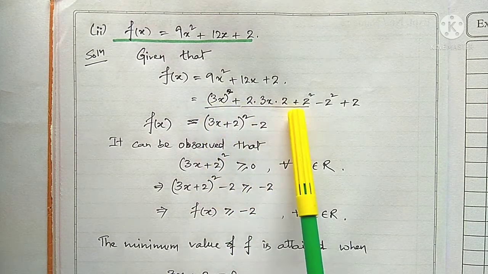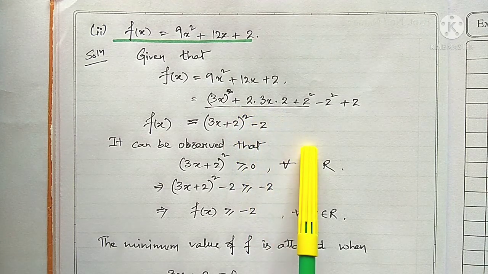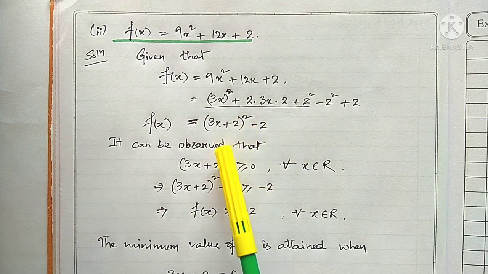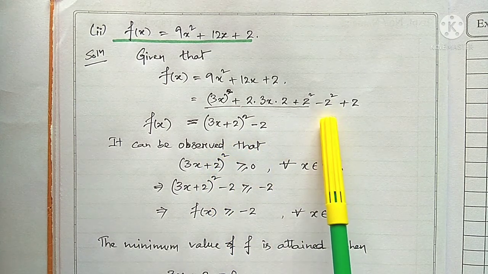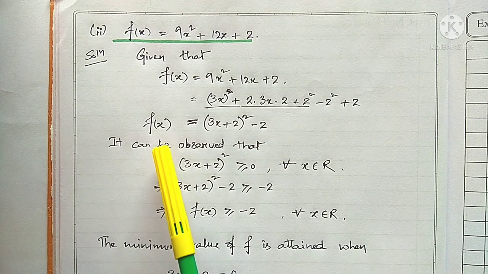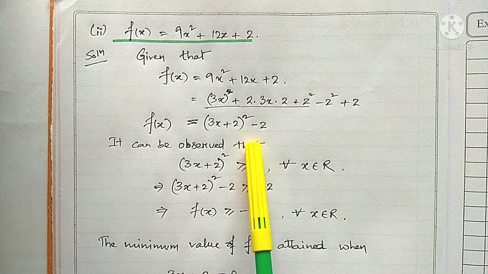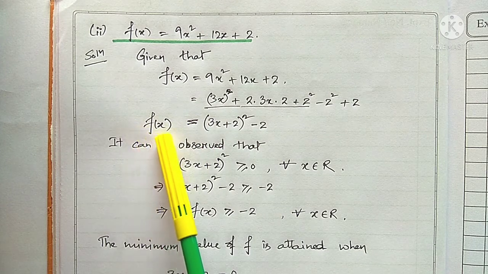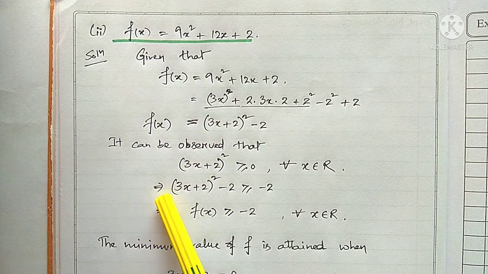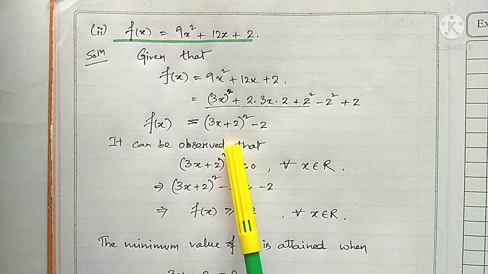Now if you see this highlighted part, (3x) whole square plus 2 into 3x into 2 plus 2 square, in place of this we can write (3x plus 2) whole square, the a plus b whole square form, and the remaining part is here minus 2 square, that means minus 4 plus 2, that means minus 2. Ultimately here f(x) equals (3x plus 2) whole square minus 2. Is it clear? So now if you see this one, this part is the same as our first question. Now we convert this quadratic polynomial into whole square form, and we get the result in this way: f(x) equals (3x plus 2) whole square minus 2.